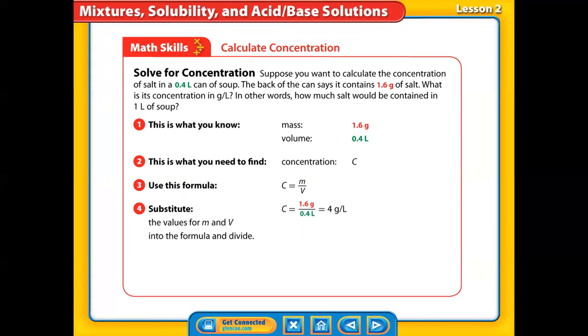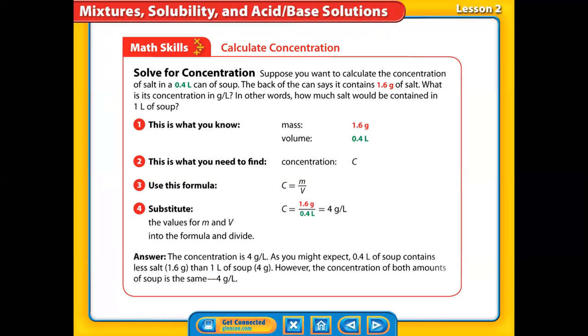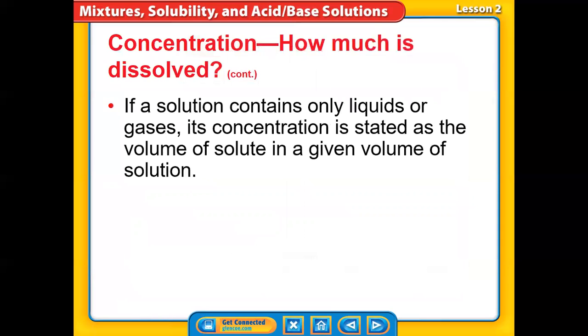Of course, if you have two different solutions, you can calculate the concentration of each one, and then you can compare between them to see which one has a higher concentration than the other. So let's pass to the next.